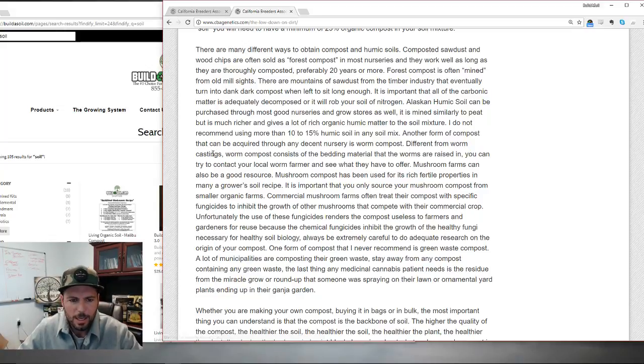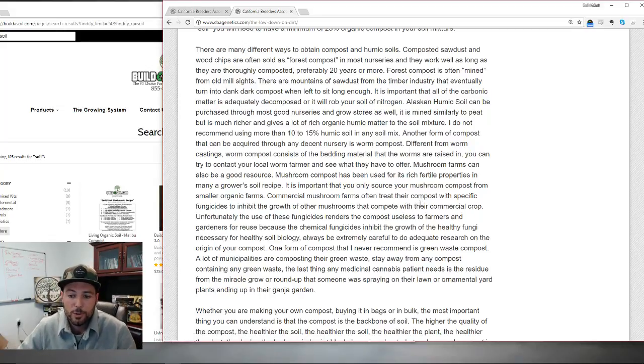Let's keep going. Worm compost consists of the bedding material that the worms are raised in. You can try to contact your local worm farmer and see what they have to offer. Mushroom farms can also be a good resource. Mushroom compost has been used for its rich fertile properties in many a grower's soil recipe. It's important that you only source your mushroom compost from smaller organic farms.